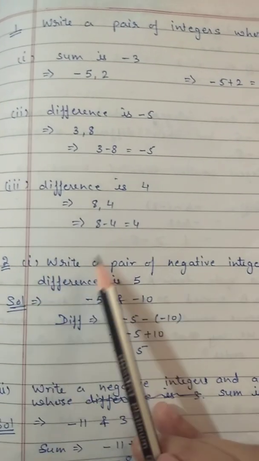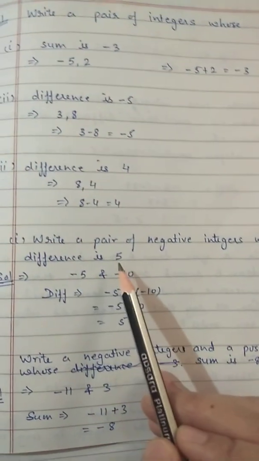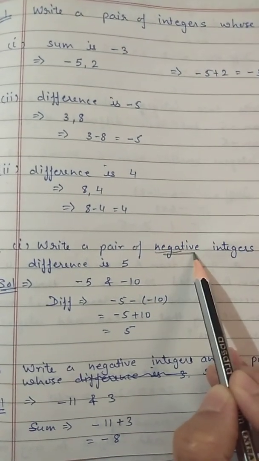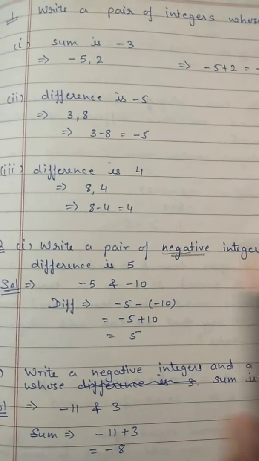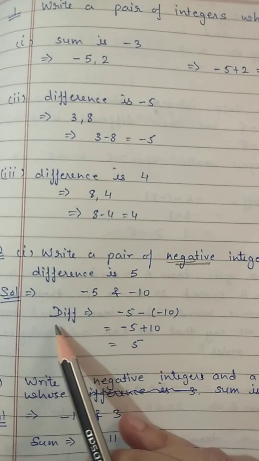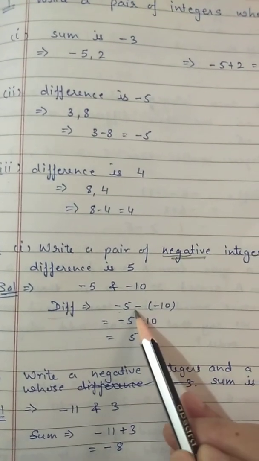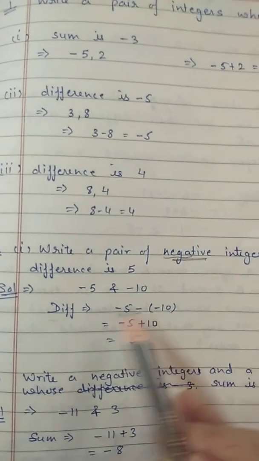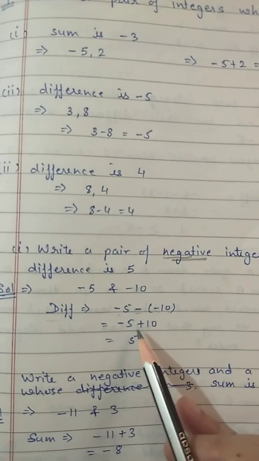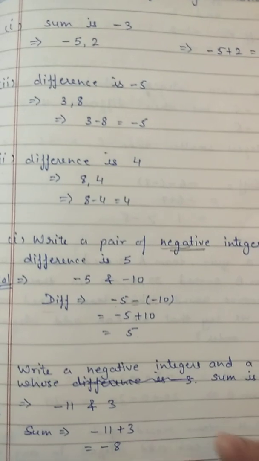Second question, first part, write a pair of negative integers whose difference is 5. In this question, they mention here negative integer. It means we have to take only negative integers. So we have taken here minus 5 and minus 10. And find out the difference of minus 5 and minus 10. Minus 5 minus minus 10. Difference means we have to subtract these integers. So minus and minus will become plus. Minus 5 plus 10 means plus 5.